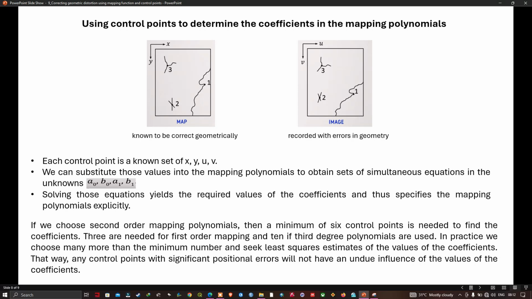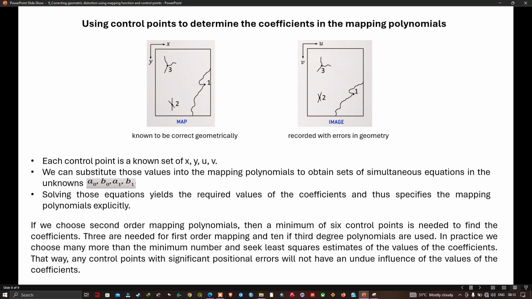For second order mapping polynomials, a minimum of 6 control points is required. 3 are needed for the first order linear mapping polynomials, and 10 are required if third order mapping polynomials are used. Usually we choose more control points than necessary and generate least squares estimates of the unknown coefficients.